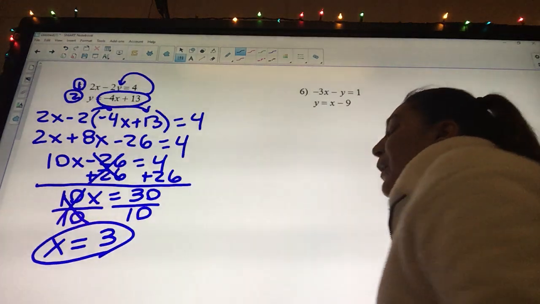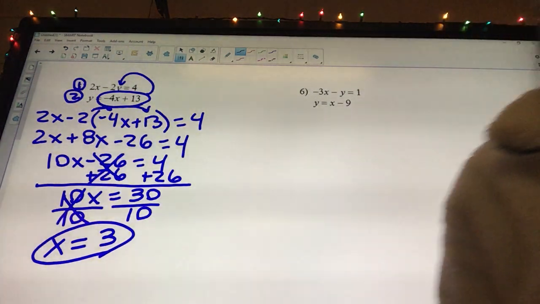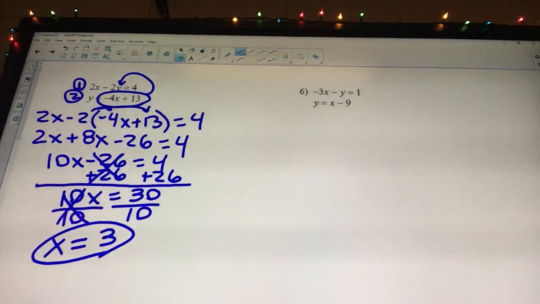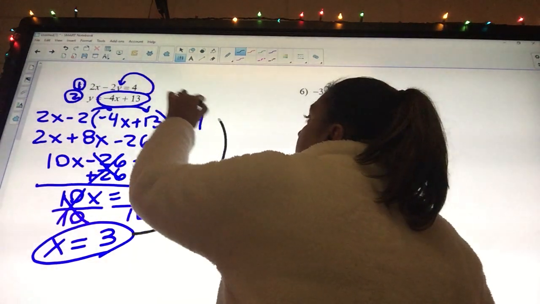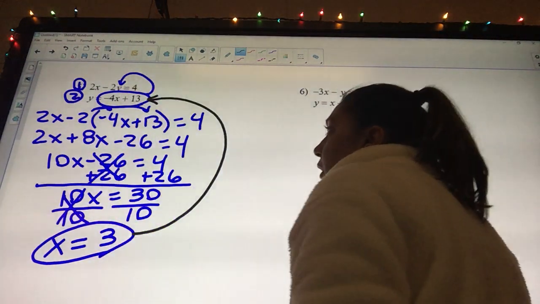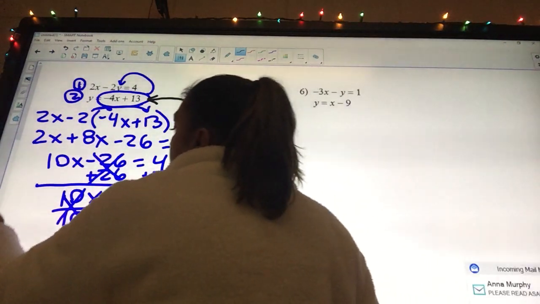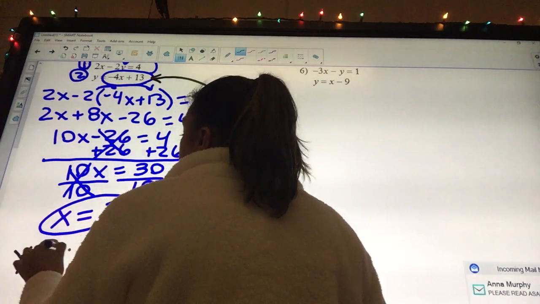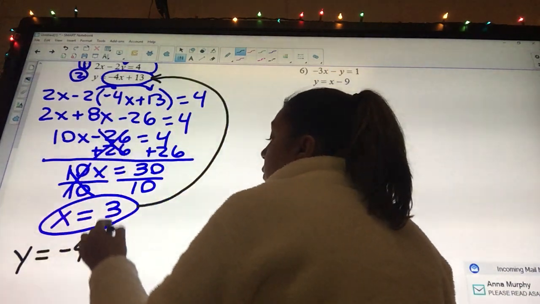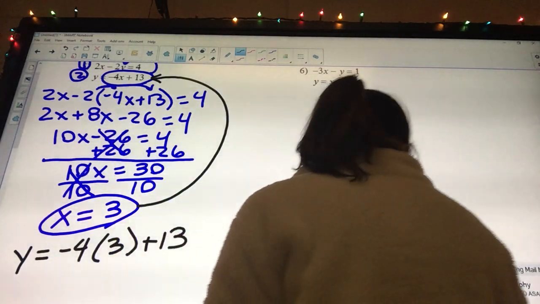Okay, and I want you to think about this. Where do I plug that x equals back into? Okay, we always plug that back into the one that's circled above. So it's going to be y equals negative 4, and instead of x, we know what x is now. X is 3. Plus 13.